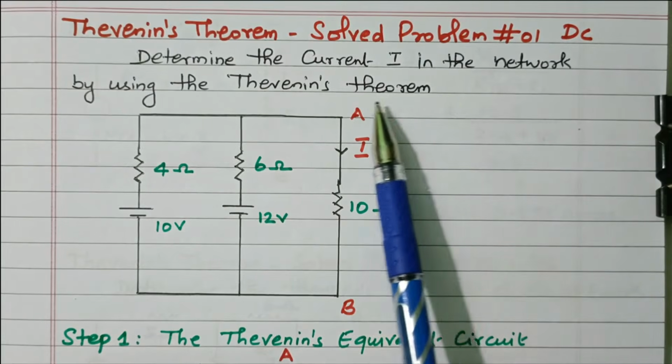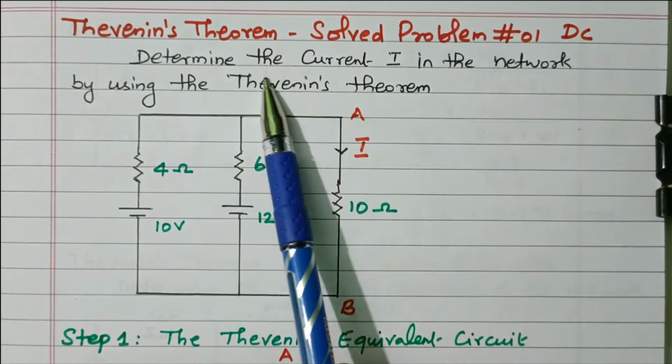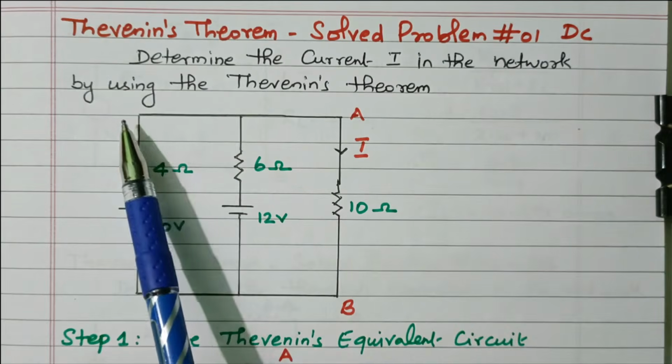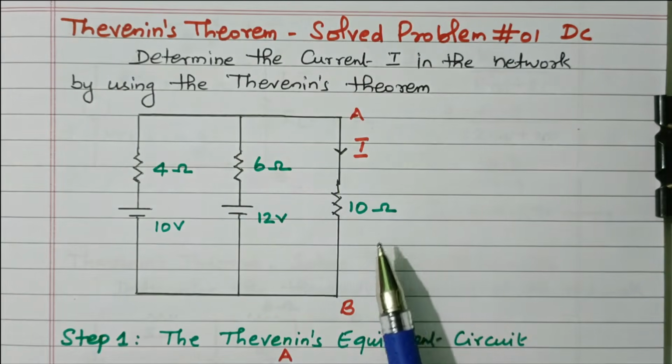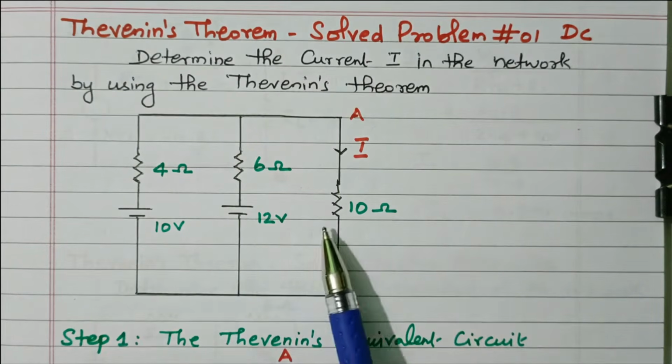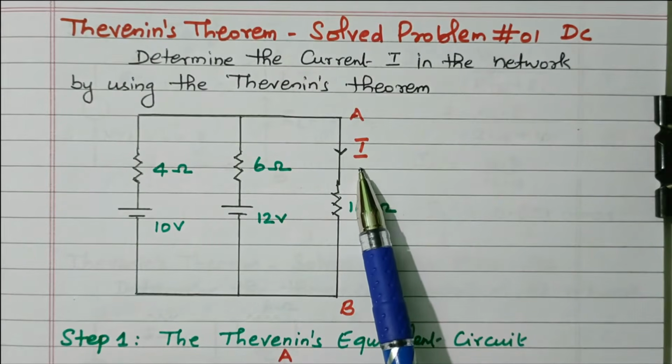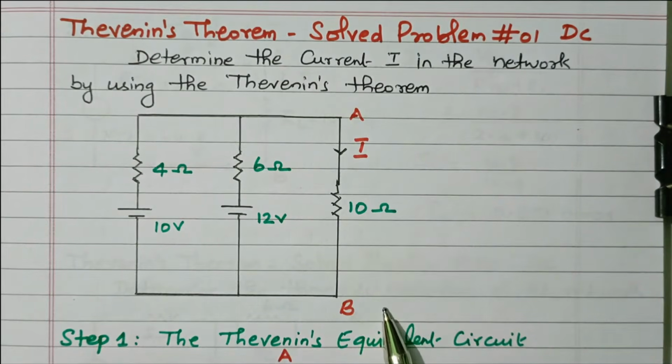Now we'll go to the topic. The problem is to determine the current in the network by using the Thevenin's theorem. The network is given. We need to find the current I. This is marked as terminal AB. It's called the load terminal AB.